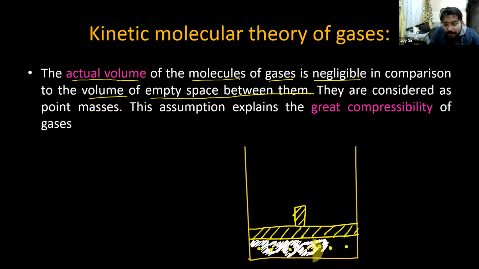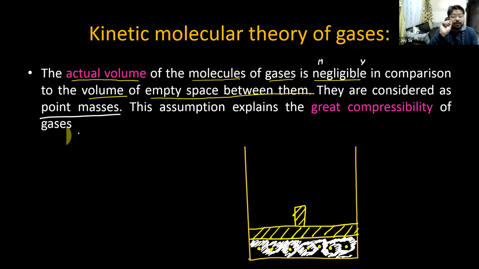Compared to the volume of the molecules, the volume of the empty spaces between them is also very high. ठीक है? That's why their personal volume is neglected. समझ में आ रहा है? Their personal volume is neglected, and that is the first hypothesis. The actual volume of the molecules of gases is negligible in comparison to the volume of empty spaces between them. They are considered as point masses.